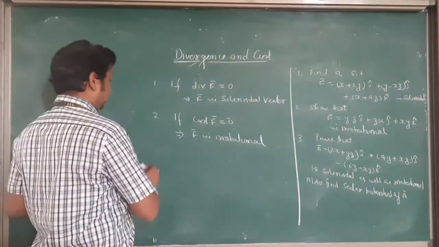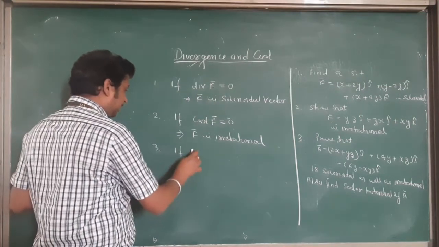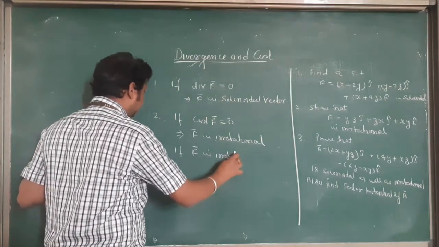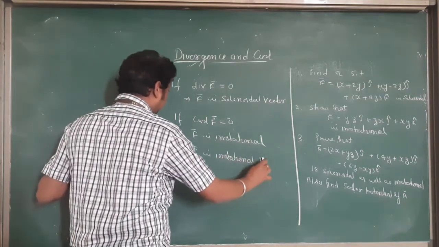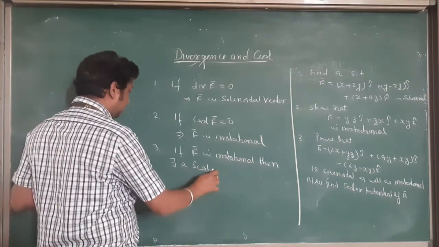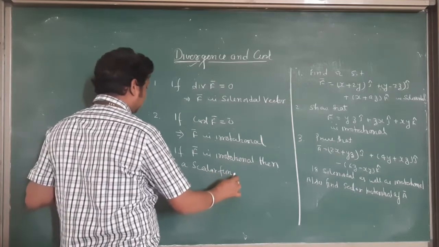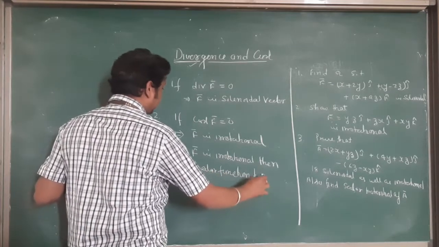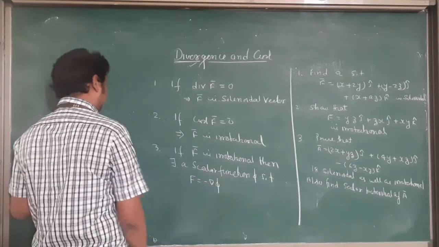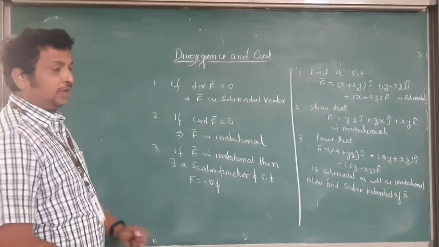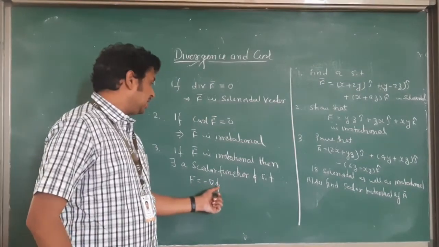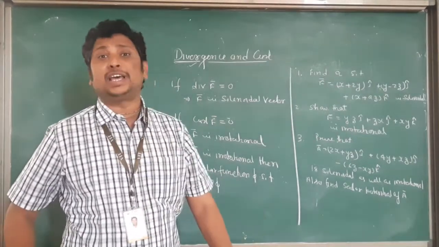In this case, if f is irrotational, then there exists a scalar function phi such that f can be written as minus del phi. In some way we are saying f is conservative. So here phi is a scalar function, which is known as the scalar potential.